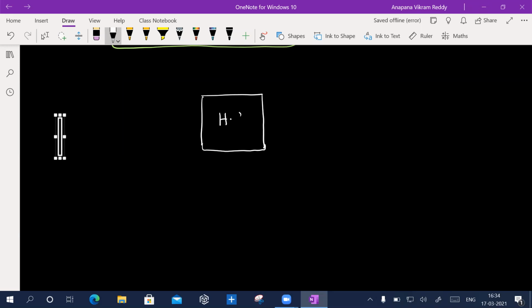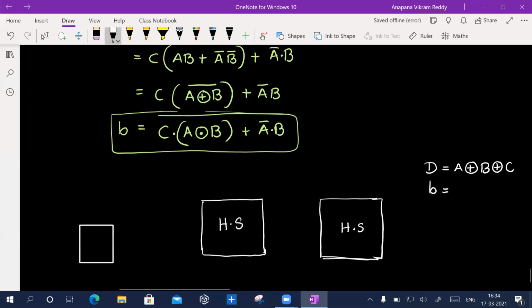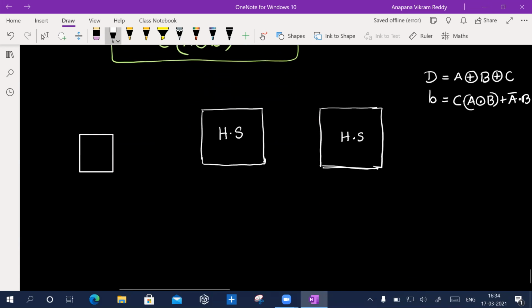So I'll take a half subtractor and I'll take a second half subtractor. I know my output of the full subtractor, difference D, is equal to A, B, C exclusive OR operation. And I know my borrow is C and A exclusive NOR B, or A complement and B. This is my borrow.